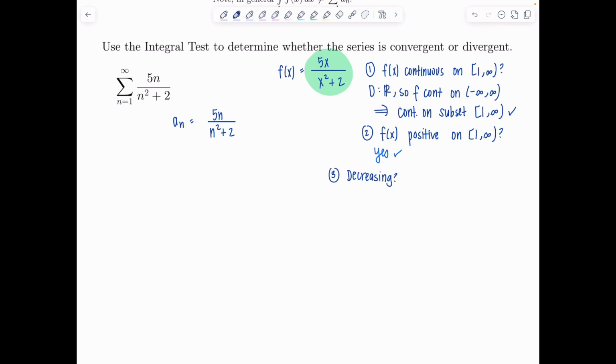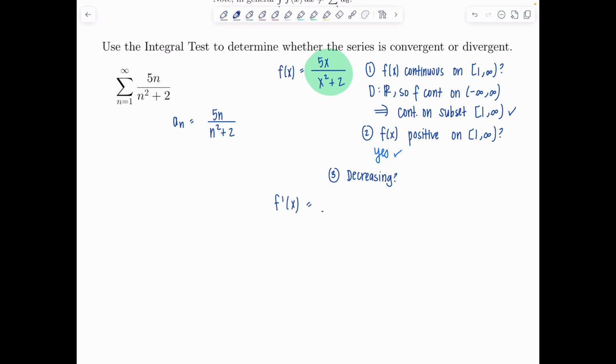Well, the easiest way to check in this case is to take the derivative. And what we know from when we studied increasing, decreasing functions back in Calc 1 is that if the derivative is negative, then that tells us that the function's decreasing. So here we go, derivative time.